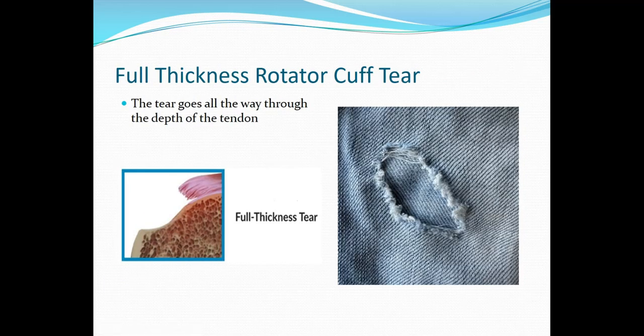Lastly, a full thickness tear means the tear goes all the way through the depth of the tendon. The size of the tear can be small, medium, large, or massive. The length of the gap is called retraction. A small tear may only be retracted about 1 centimeter. A massive tear can be retracted more than 5 centimeters. Keeping with the blue jeans analogy, a full thickness tear goes all the way through the tendon, just like a hole in your favorite pair of jeans.